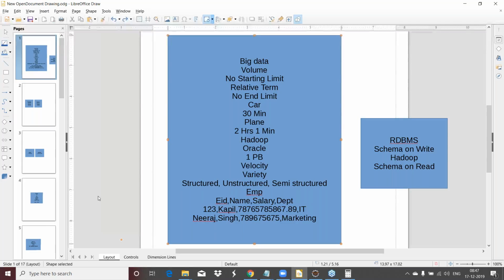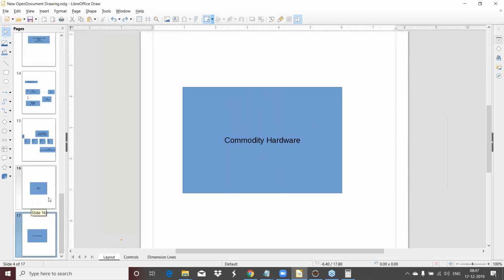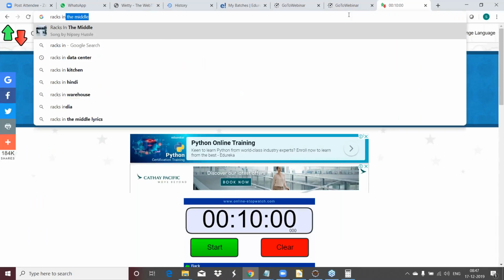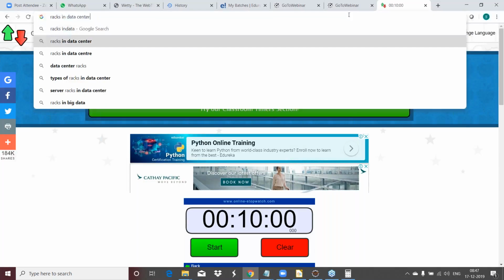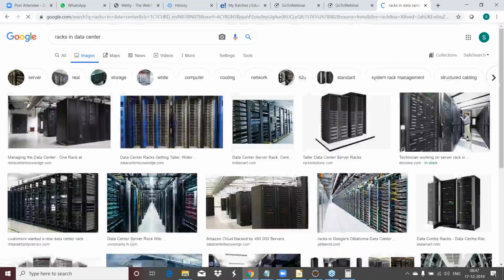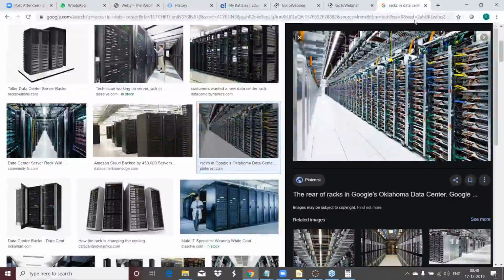Okay, so guys, let me move further. How many of you have visited data centers? And if you have not, let me show you something. Your data center to some extent is going to look like this. There might be some participants who may not have visited. So your data center is going to look like this.